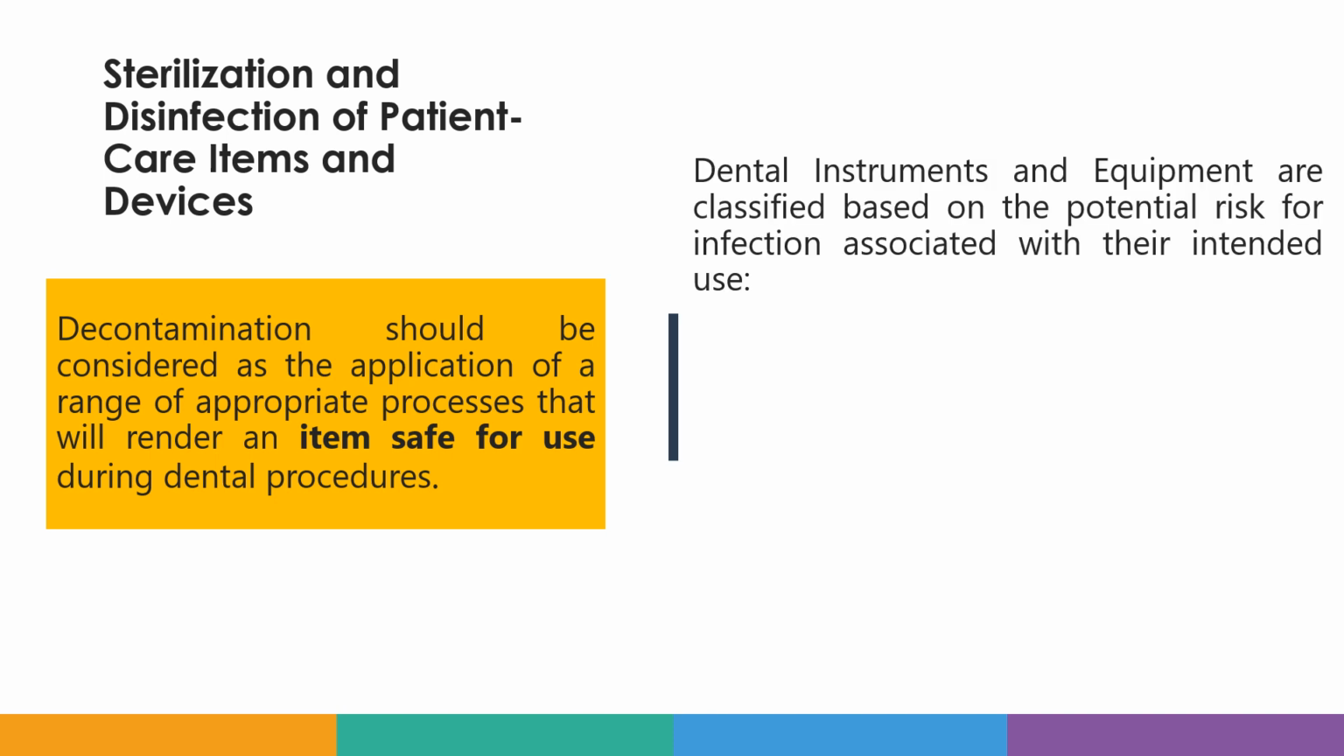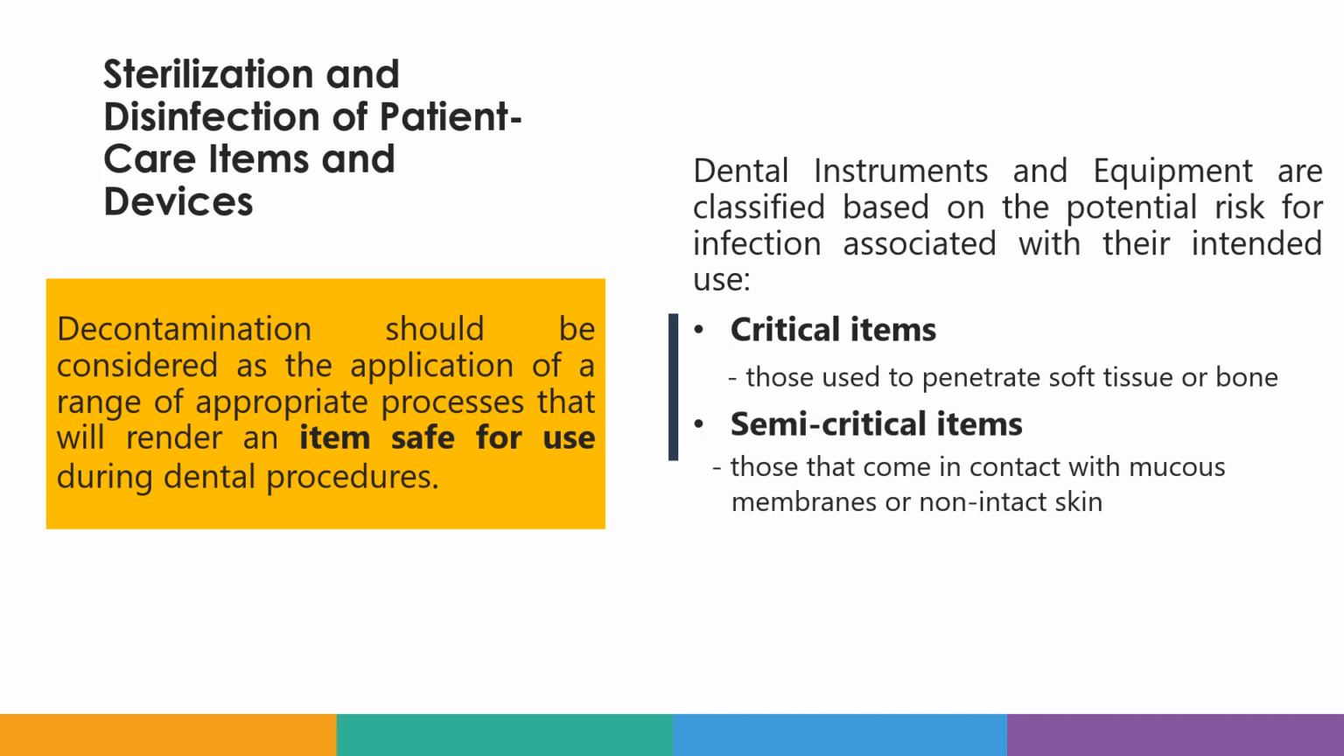In general, dental instruments and equipment are classified based on the potential risk for infection associated with their intended use, which can be categorized as critical items, semi-critical items, and non-critical items. Critical items are those used to penetrate soft tissue or bone. Semi-critical items are those that come in contact with mucous membranes or non-intact skin. And non-critical items are those that come in contact with intact skin.